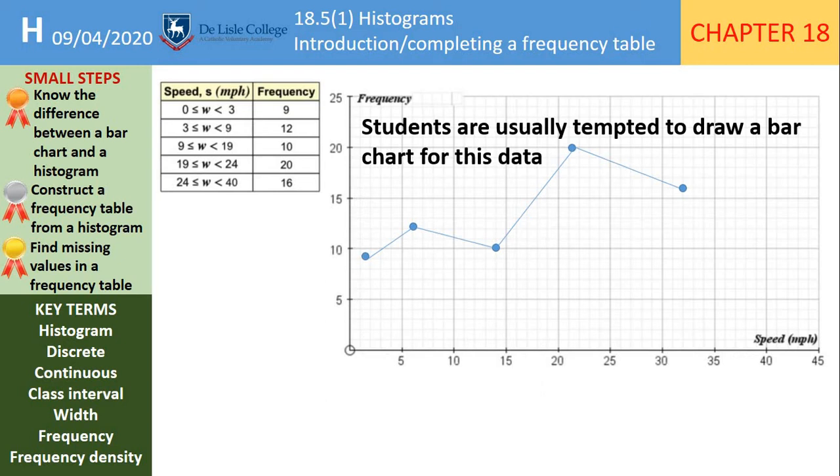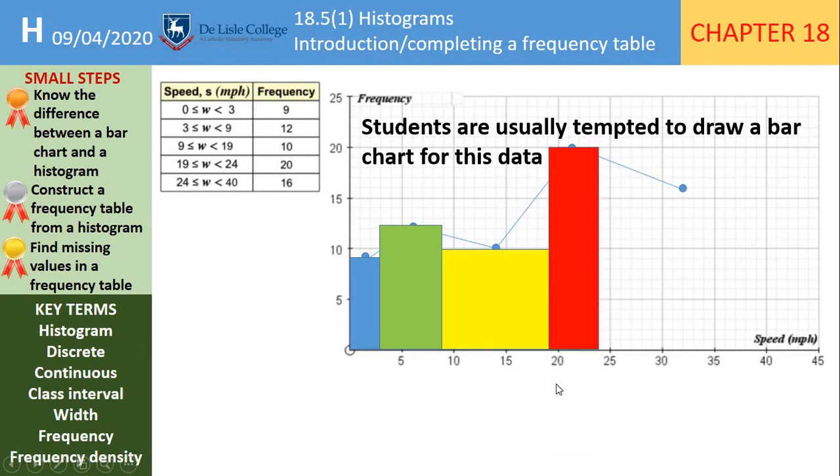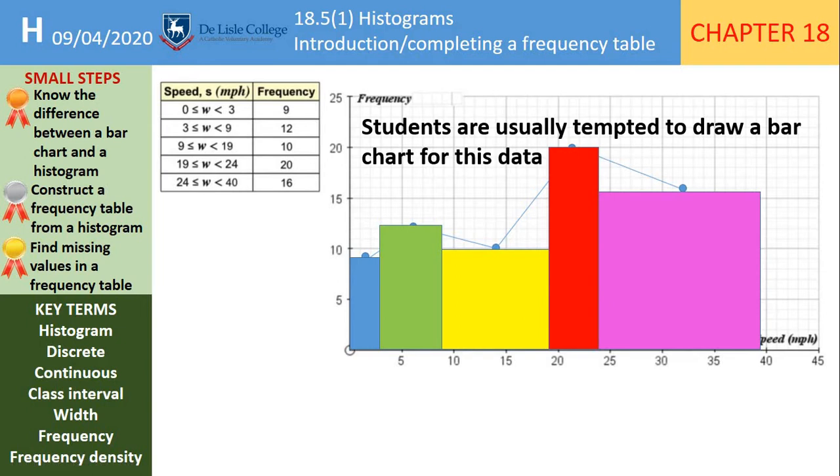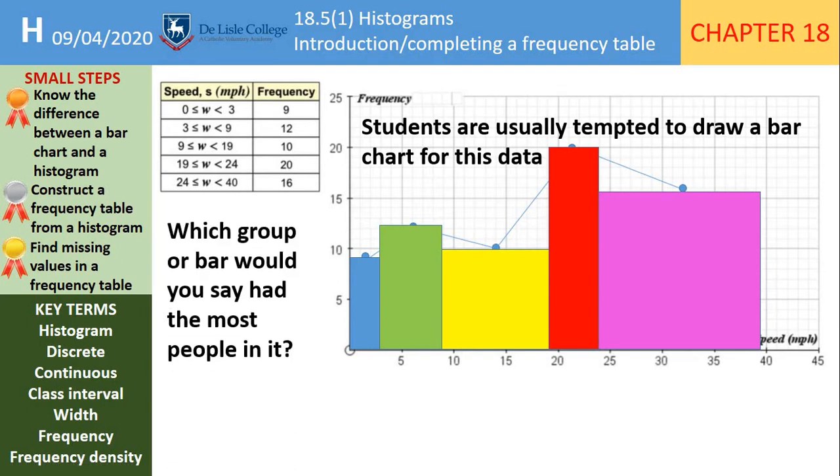Students are usually tempted, when asked to draw a frequency diagram, to draw a bar chart for this information. Let's have a look at what this would look like. For a speed from 0 to 3, we would draw a bar of height 9. For a bar from 3 to 9, a height of 12. From 9 to 19, a bar with a height of 10, and so on to complete the bar chart. Now there's a bit of an issue with this.